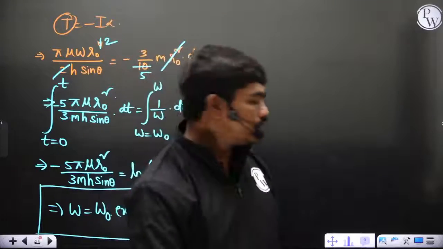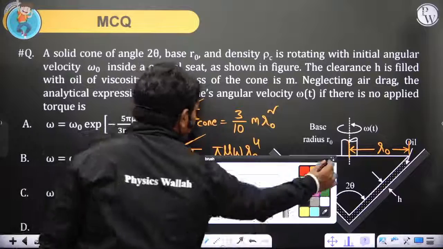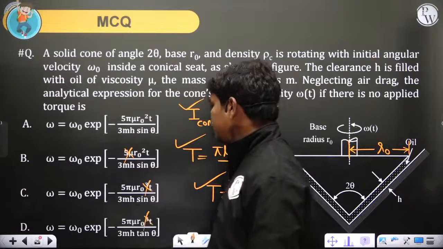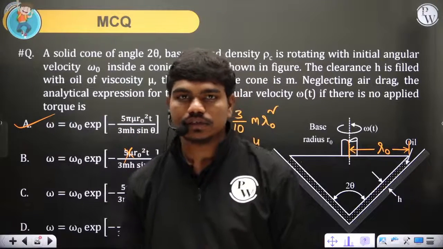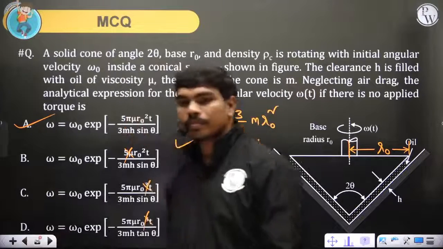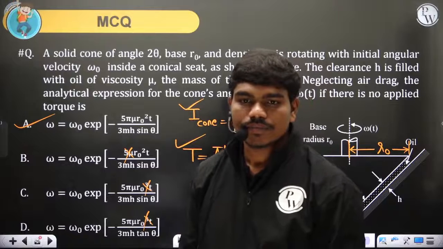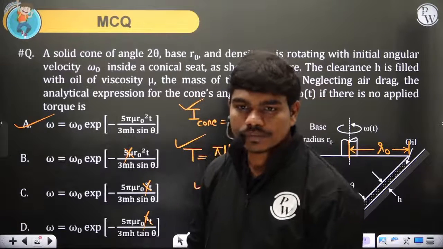Okay, clear? So you can see obviously in this, here pi is not there and these are not cubes, so these are wrong. A is the correct answer. Okay, clear? Option A is the correct answer. Yes. Is this clear to all of you?